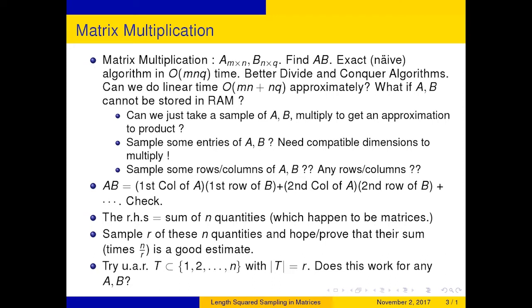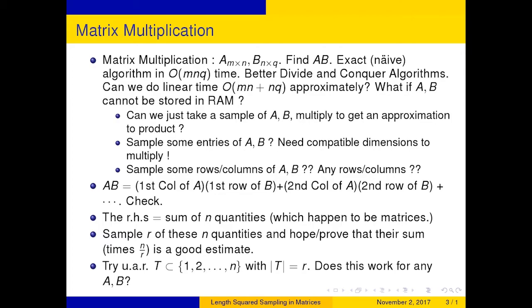Okay, try uniformly at random. UAR refers to uniformly at random. If I pick uniformly at random a subset of columns of A and the same rows of B, does this work for every A and B? Let's think about that for a minute. Can you give me examples where it doesn't work for some A and B? I would get garbage maybe. The other possibility is that A has only one non-zero column and B has the corresponding non-zero row, the rest are zeros, and you'll never pick that.